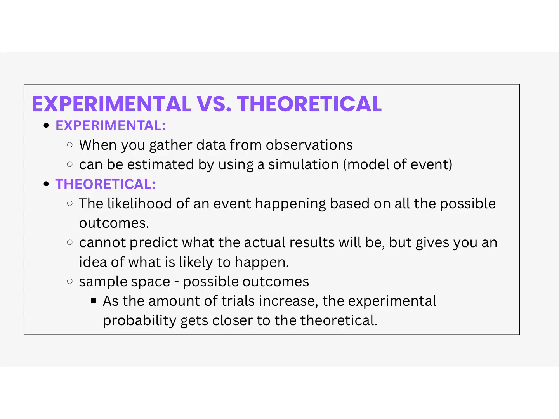And we look at the sample space, which is possible outcomes. As the amount of trials increase, the experimental probability gets closer to the theoretical. So, summary, theoretical is what it should be if everything was perfect. Experimental is what actually happens.